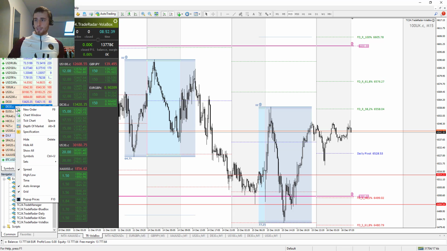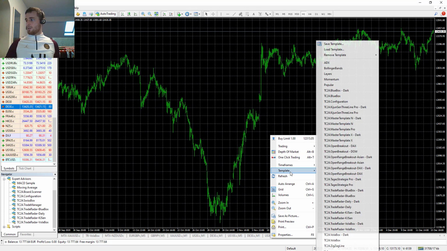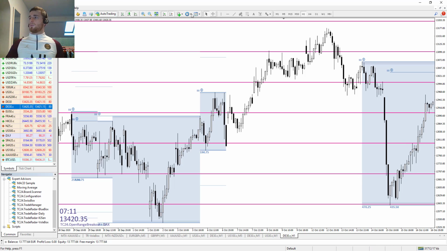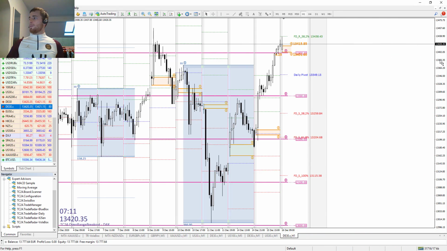What we're going to do is open up a DAX chart and then go straight into our template and choose our open range breakout DAX. Once we come over, let me go to the right part of the screen.